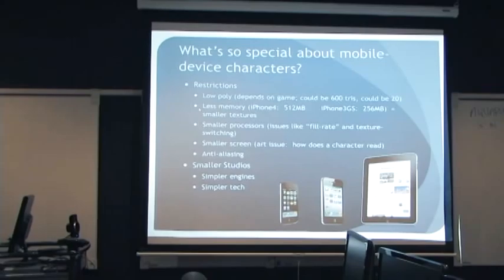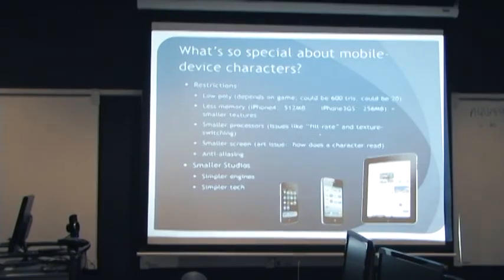Less memory. So iPhone 4 has only 512 memory, and the 3GS has 256. I want to say the 3G has even less, but I don't know. So basically, that means you can only have so much texture loaded at once, which means the specs are going to be a lot smaller. The programmers are going to come to the artists and say, hey, we need half the size on this, and it still needs to look good. So you're going to be working with really small textures, and you'll have to come up with creative ways to make the most out of that.